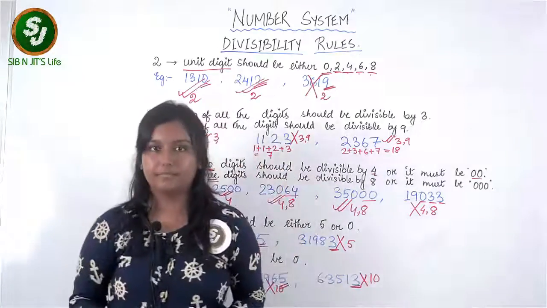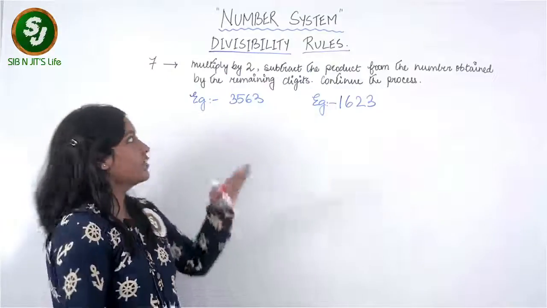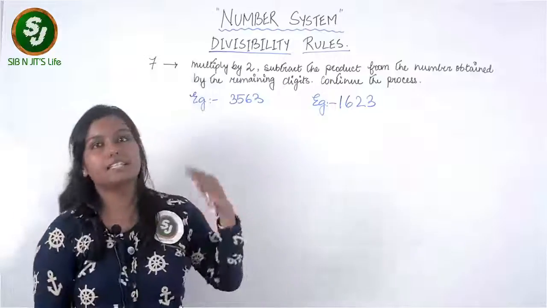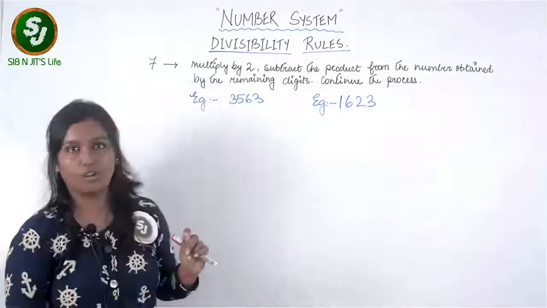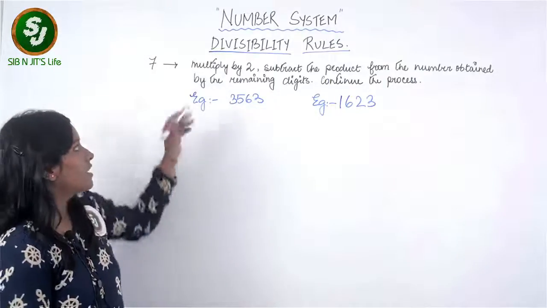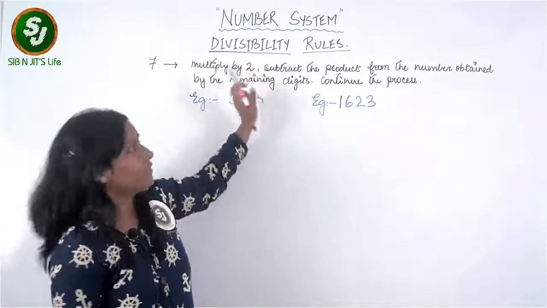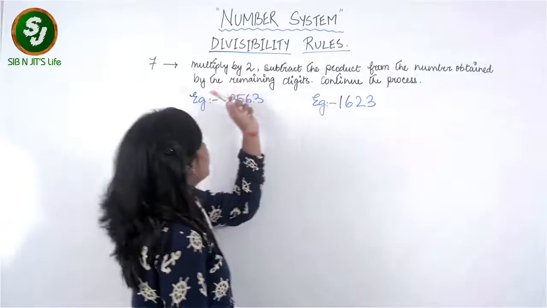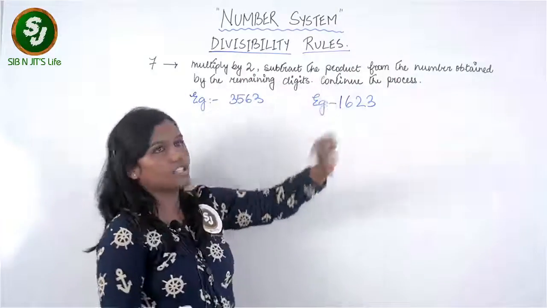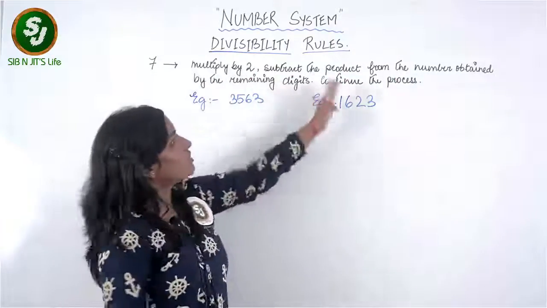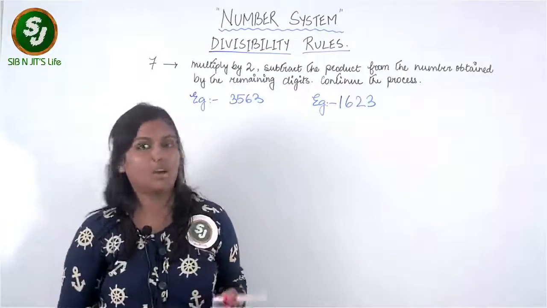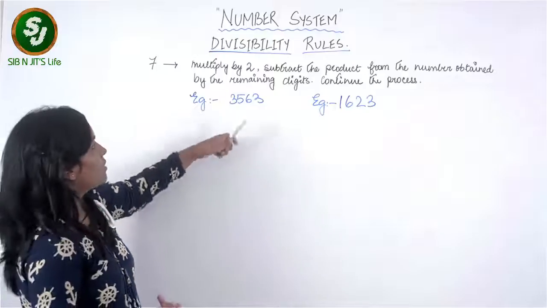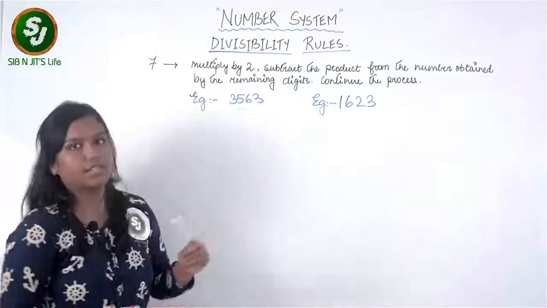Okay friends, now let's try to analyze the case when you are asked to find whether a number is divisible by 7 or not. Okay, so what do you have to do then? Multiply by 2, subtract the product from the number obtained by the remaining digits and continue the process. This is just the step which you have to follow, but how to do that? Let's try to do this with this example. So now 3563 is the first example.